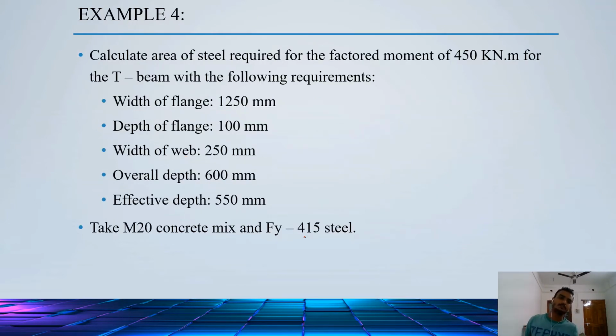We start the example. Look at here. Calculate the area of steel required for the factored moment of 450 kilonewton into meter. This is the factored moment, which is directly given in the example. And for the T-beam with the following requirements.